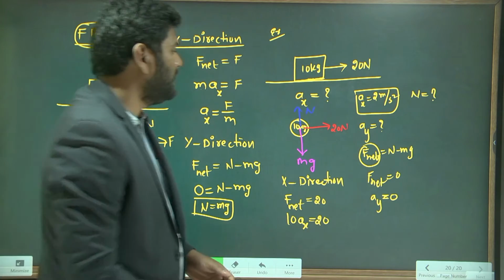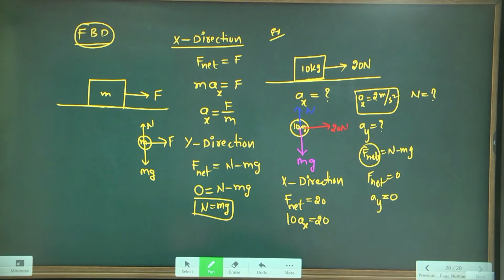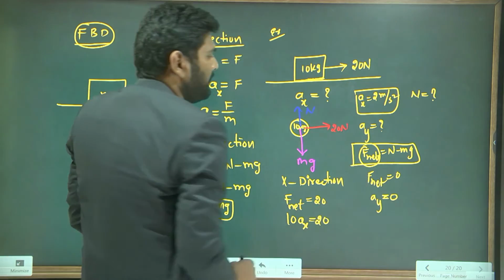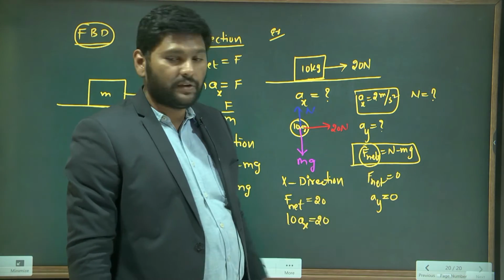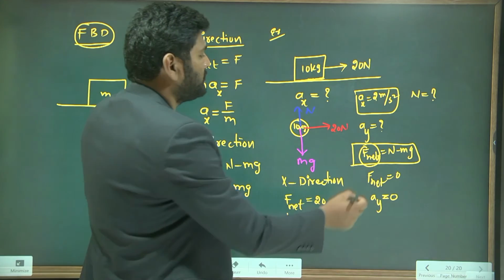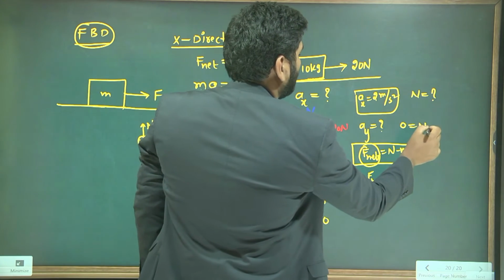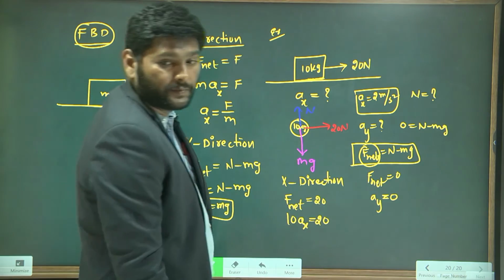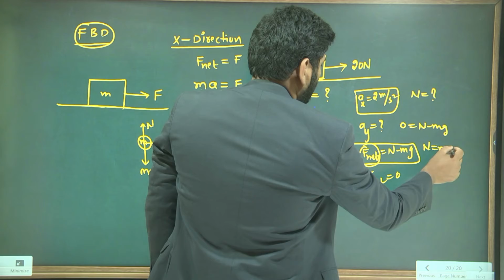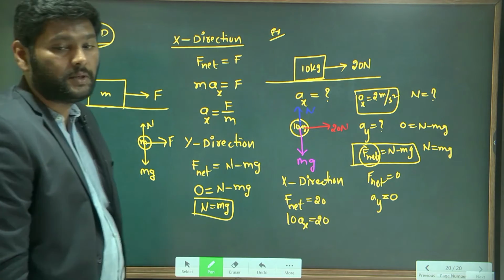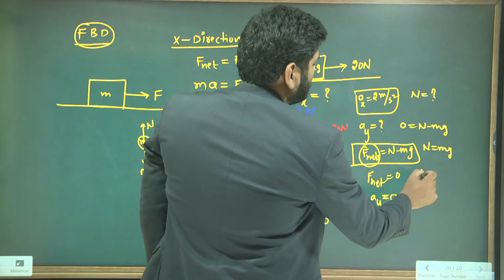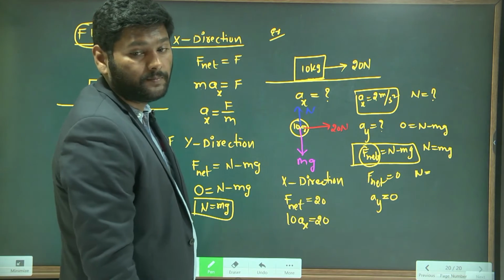Look at this equation. In this equation, what is the net force? How much net force do you have? 0. Make it equal to 0. 0 is equal to N minus mg. Understand? From here, N is equal to what can you write? N is equal to mg. Then what is the m value?